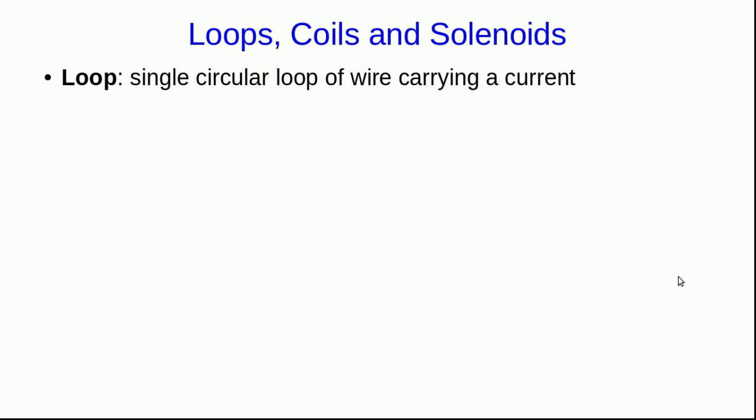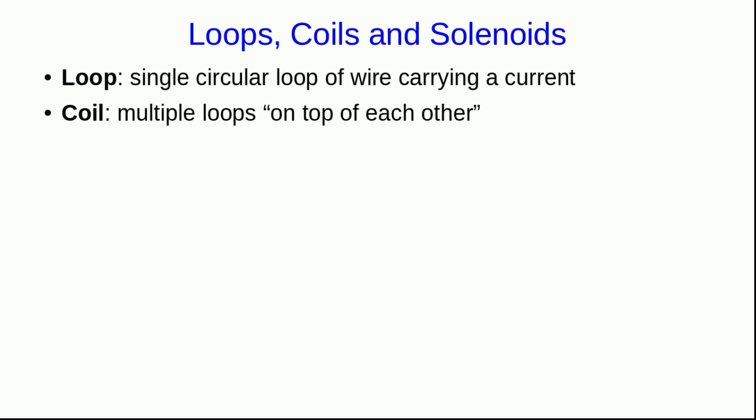Students often get confused about the terminology, the difference between loops, coils, and solenoids. So a loop is simple. It's just a single circular loop of wire with a current in it. A coil is multiple loops on top of each other, and by on top of each other, I mean that they're really all sort of in exactly the same place. All of the loops have the same radius, and they're not displaced from each other.